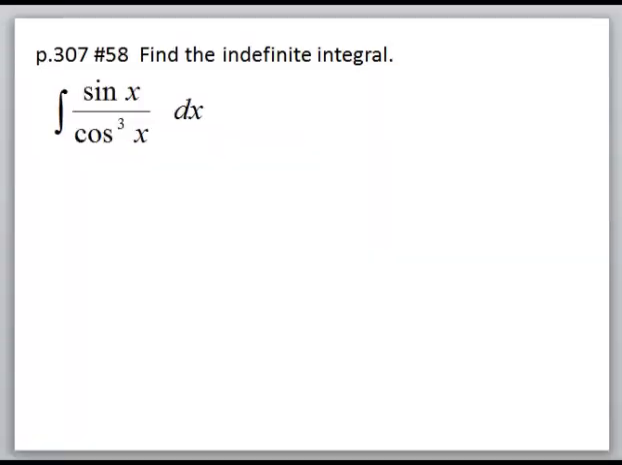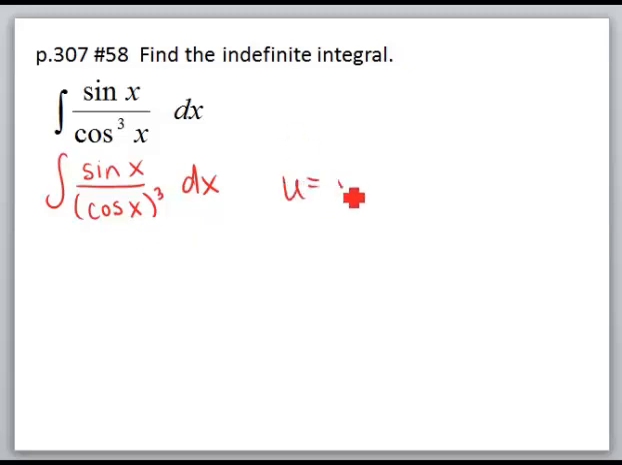Alright, for my next example, I've got sines and cosines. Now if I look at this a little bit more closely, this really says sine of x over cosine x cubed. Now that's a big difference, because if I pick sine to be my u, I'm going to have a hard time getting rid of 3 of these cosines, because that's really what I have, cosine x times cosine x times cosine x. So I really want to pick my u to be what's on the bottom there, cosine of x. When I take its derivative, I get negative sine x dx.